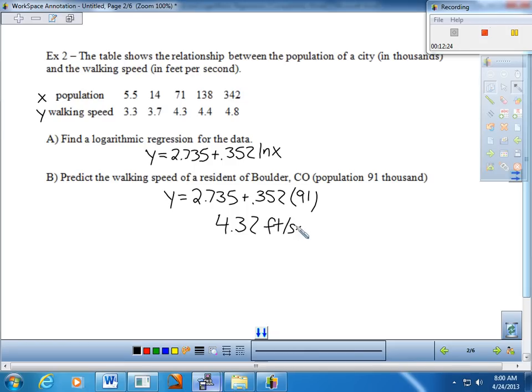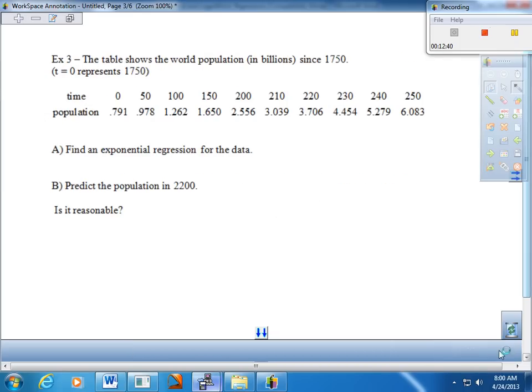All right, very cool. So we used a fairly small data set to come up with a logarithmic regression, and then we obviously utilized that logarithmic regression to make a prediction. Very, very nice. So we've got 2 logarithmic models under our belt at this stage. Let's go ahead and switch gears and do an exponential model.